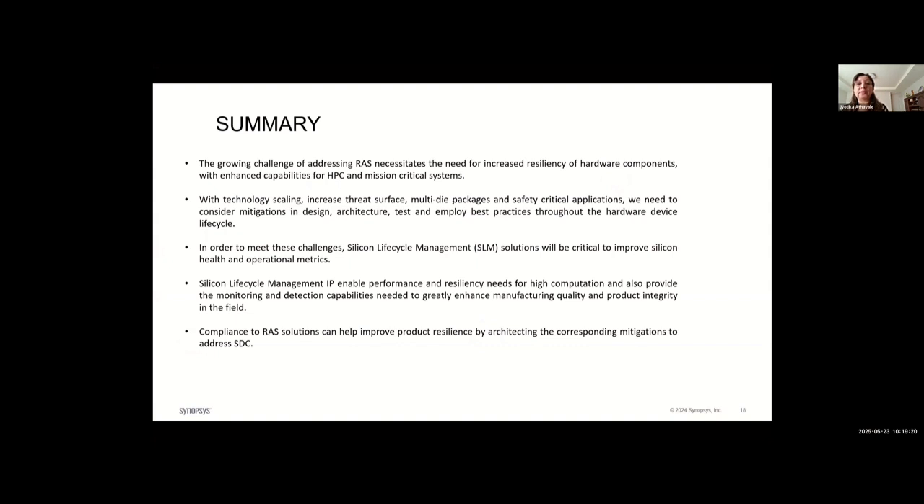which addresses the growing challenge of the need for improved RAS and resiliency of our hardware components. It addresses, with technology scaling, with increased threat surfaces, multi-die packages, and increased safety critical applications, the need to consider these kinds of innovations in our capabilities, to improve our health and operational metrics, and to improve performance, as well as safety performance, as well as resiliency needs.